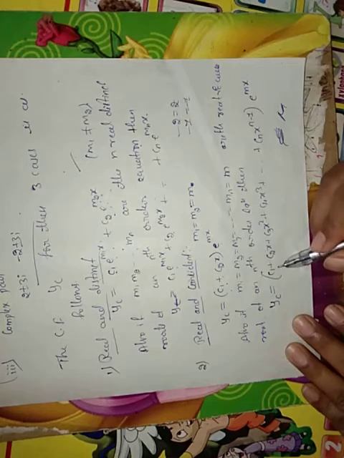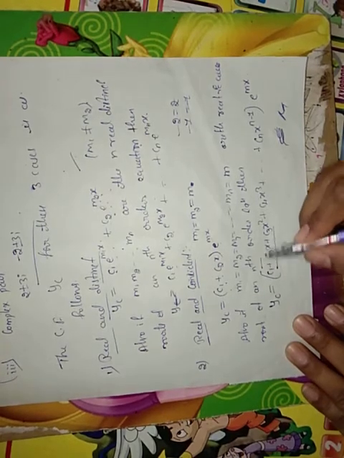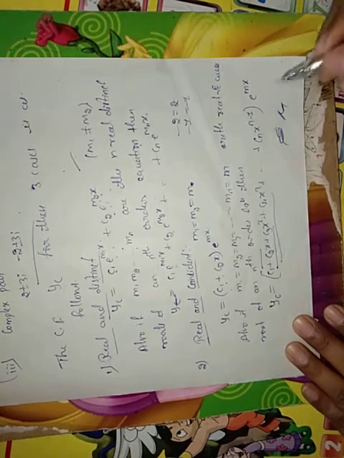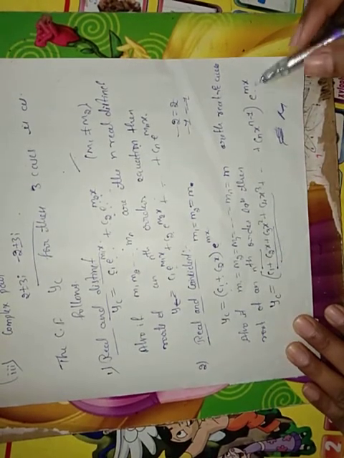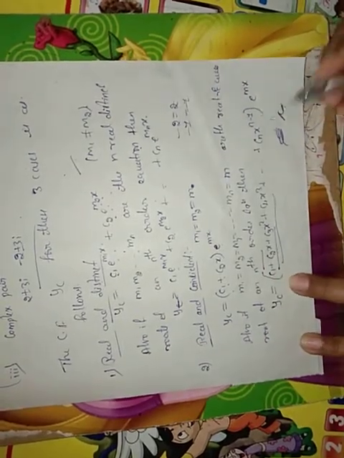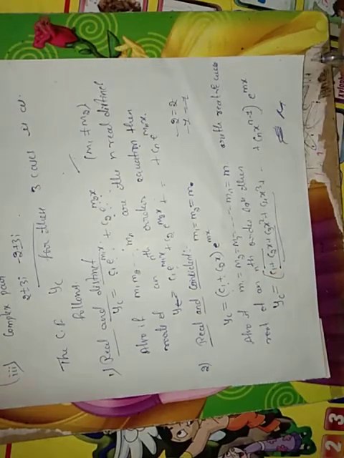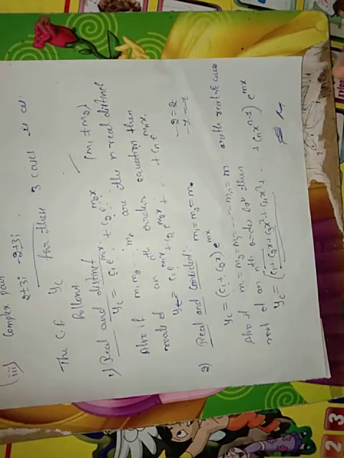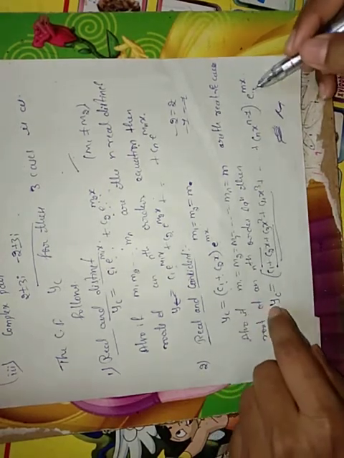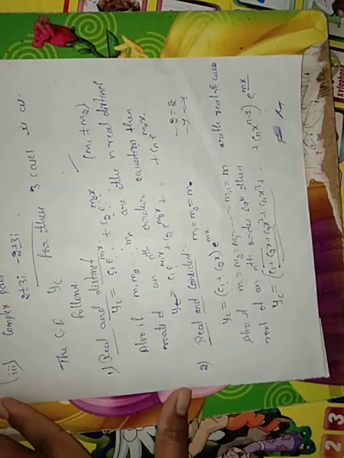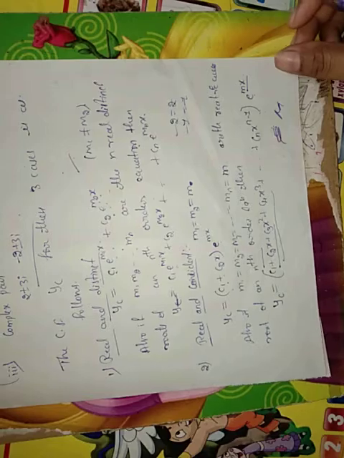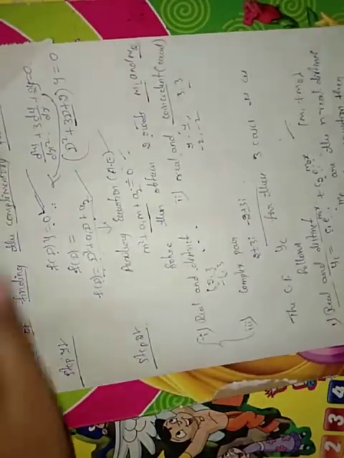If three roots are equal, these three terms are obtained. If two roots are equal, these two terms are obtained. If four roots are equal, this many terms are obtained, and so on. Every such term must be inside the bracket. If you do not write the bracket, the entire solution becomes wrong. So be careful when the roots are coincident: put the bracket and then e raised to mx. That is the solution when the roots are real and coincident.